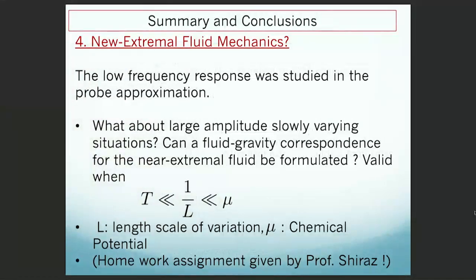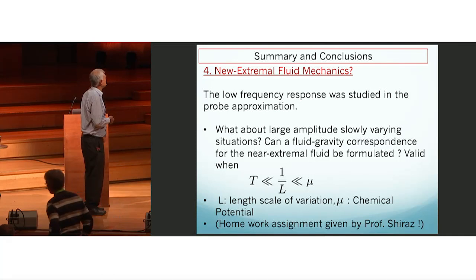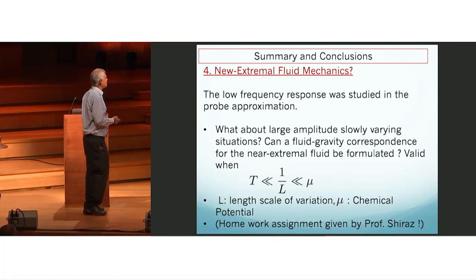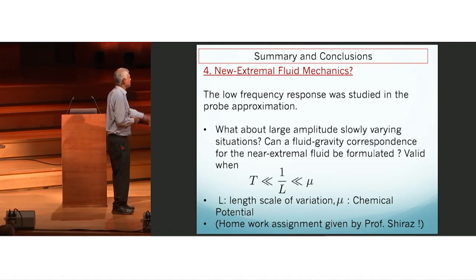Another interesting question is, we studied the low frequency response in the probe approximation as I was describing, but it would be interesting to ask what happens if you have large amplitude, slowly varying situations. One might expect that there's a kind of membrane then, which is basically at the boundary of this AdS2 region, and that membrane interacts with the outside, and there's a fluid mechanics description for that entire interaction, which should be valid on length scales where the fluid moves on some length scales which are much more rapid than the temperature, which could be zero for the extremal case, but more slowly varying than the chemical potential or the scale J, which I was using before, which describes the breaking of conformal invariance.